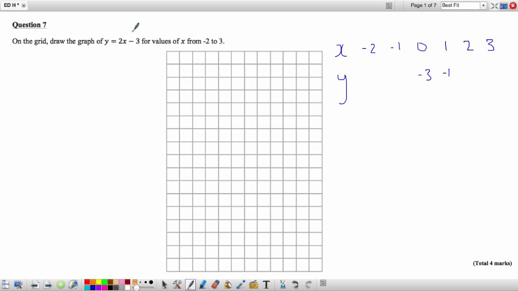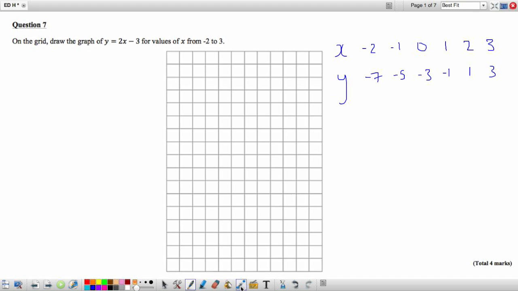2. 2 times 2 is 4, subtract 3 is +1. 3. 2 times 3 is 6, subtract 3 is +3. And we can see here that as we go towards the left, we're subtracting 2 each time. So we can fill in here as -5 and -7, or we can substitute in and we will still get to the same answers. We then need to look at what values we have. Our x goes from -2 to 3, and our y goes from -7 to 3.